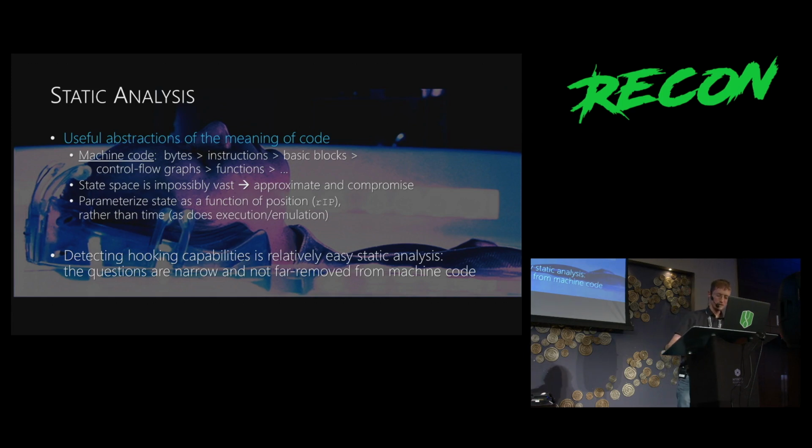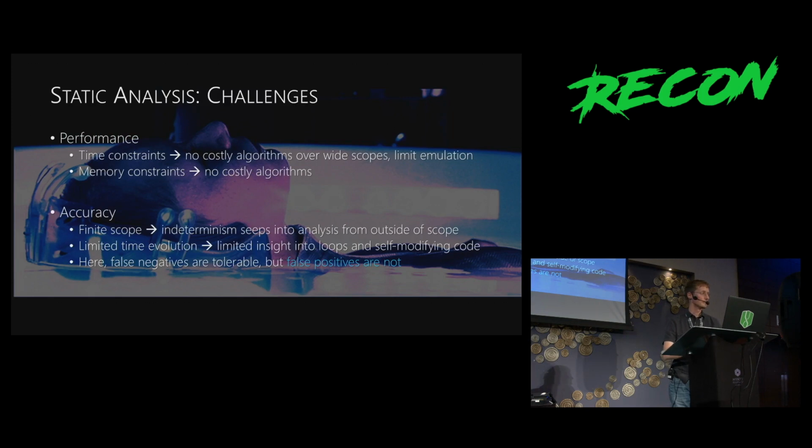And that's what I like about this problem of detecting hooking, that it's fairly narrow because we're trying to find that one instruction that's doing the one interesting thing. It's not too far removed from the machine code. Of course, as I was just saying, there are challenges to this. We want it to run quickly. We really don't want it to be slower than detonation or emulation, and there are ways you absolutely could make that happen if you weren't careful. So again, more compromises and a judicious choice of algorithms. Also, we don't want memory to go crazy, and we do want to be accurate, of course.